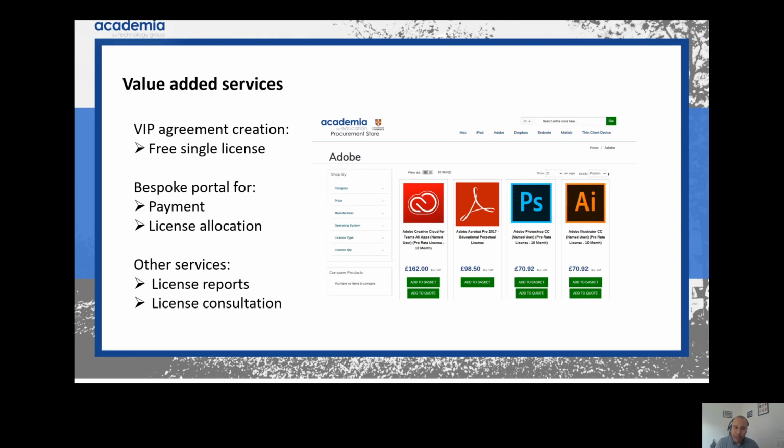So in terms of the value-added services from Academia, I've mentioned that I highly recommend you start a VIP agreement at the end of your academic year. To do so, you have to order a single license. However, we will order that for you. We will take that hit. So we will create a new agreement for you, subject to your approval if you wish, but there's no cost in doing so. We also provide bespoke portal tools, which are probably more applicable for higher education.